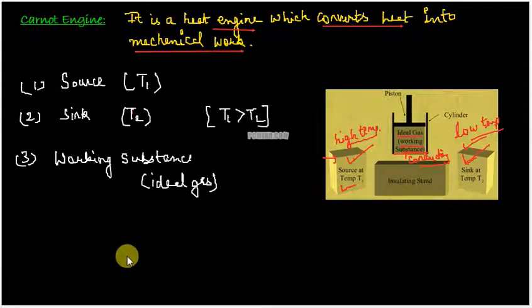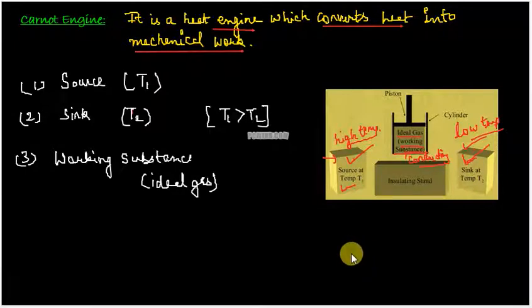Right, so these are the essential parts. We have defined the Carnot engine and we have written all the essential parts. For this, you just need to draw this clear, labeled diagram and write these things. That should be sufficient to explain for the examiner.